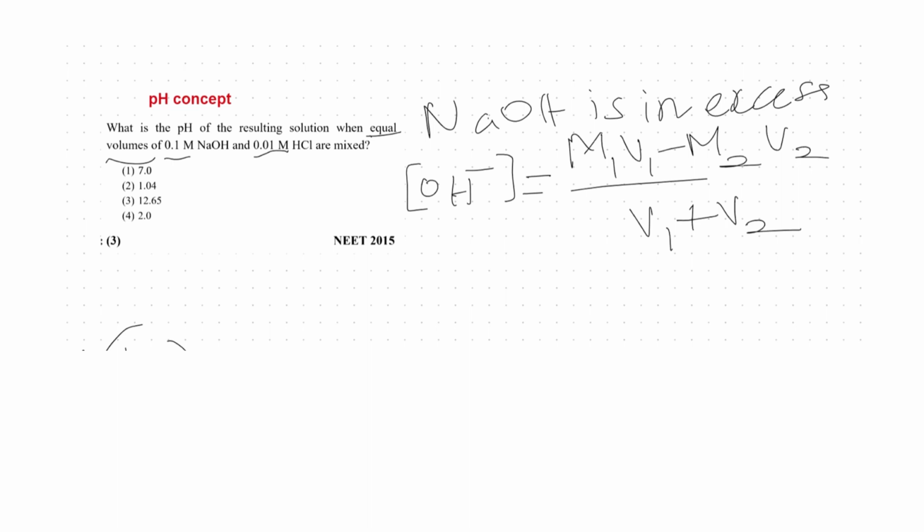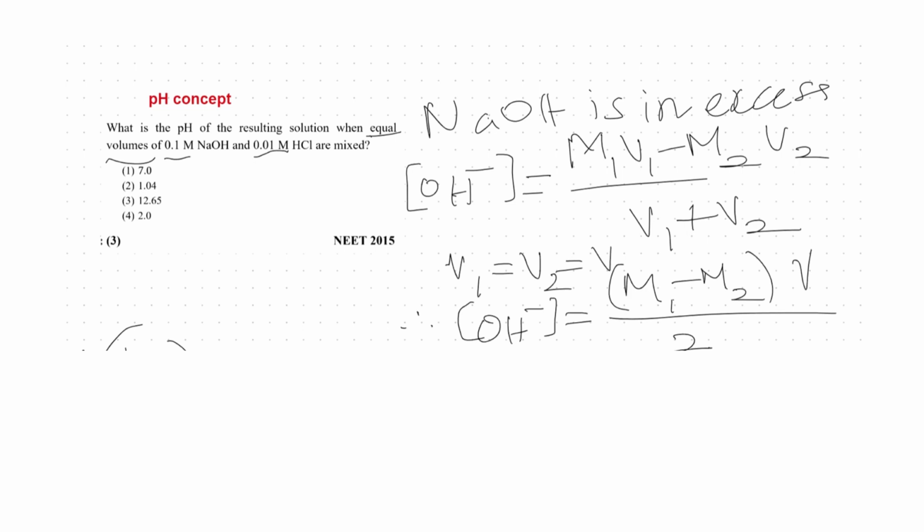Here NaOH is in excess, so M1V1 corresponds to sodium hydroxide. M2V2 is the molarity and volume of HCl. Here what is given? Volumes are equal. The question says that equal volume, so V1 is equal to V2. Therefore, you can simplify the formula: write V1 equal to V2 equal to V. Then you get M1 minus M2, taking V as common, divided by 2V. So, the formula simplifies as (M1 minus M2) divided by 2.